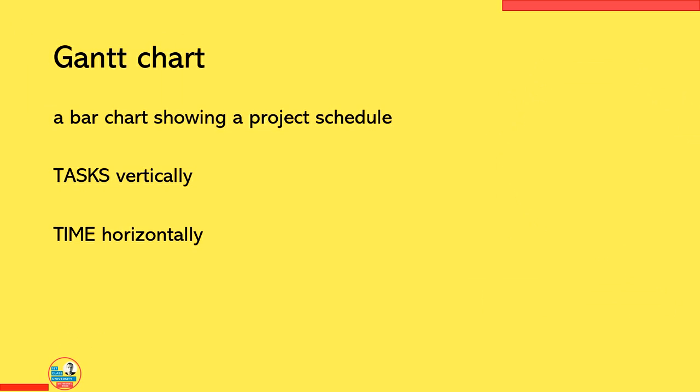So a Gantt chart can help you do this, and basically it's a project management tool, and that sounds fancy, but at its heart it's basically a bar chart showing a project schedule. A project usually has tasks, and a Gantt chart would have tasks arranged vertically down the left hand side of the chart, and time, so that could be days, weeks, or months, arranged horizontally, usually going from near time to far time along the top.